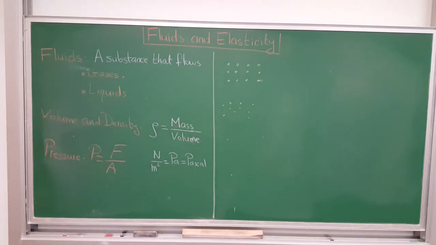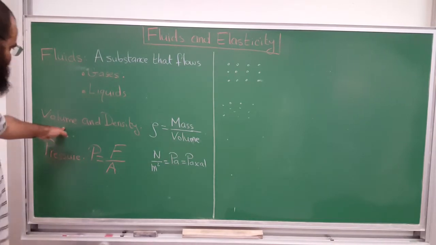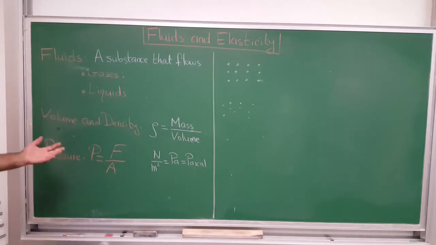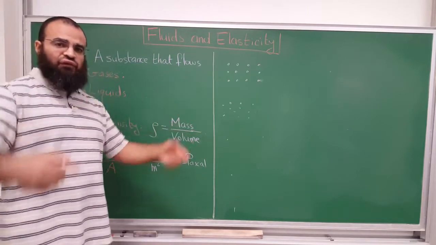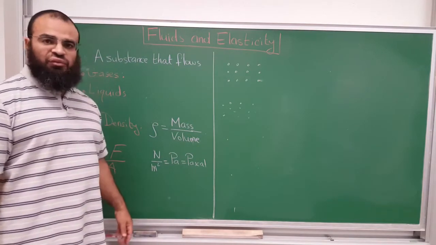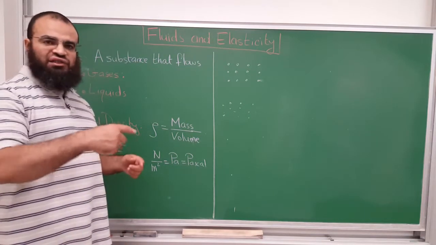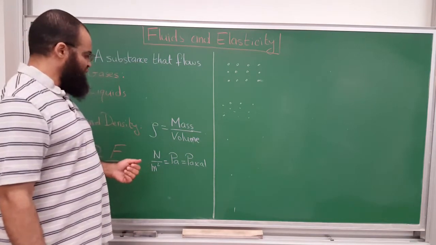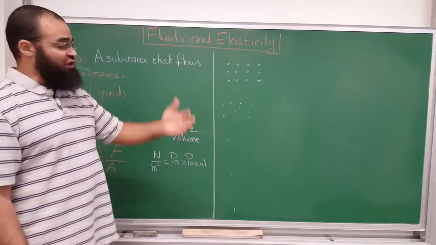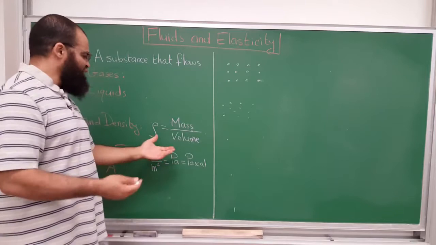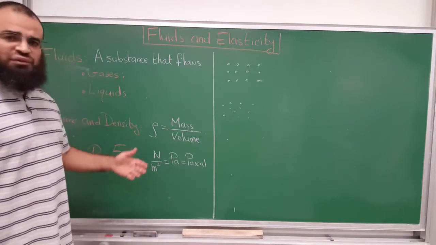Now, volume and density. The volume of a substance or an object is how much space it occupies, and the SI unit for volume is cubic meters. There are ways to calculate the volume. If you have a cube, it's the length cubed. If it's a box, it's length times width times height. If it's a cylinder, then it's pi r squared times the height of the cylinder. If it's a sphere, it's 4/3 pi r cubed. Anyways, there are formulas to calculate volumes for regular objects.